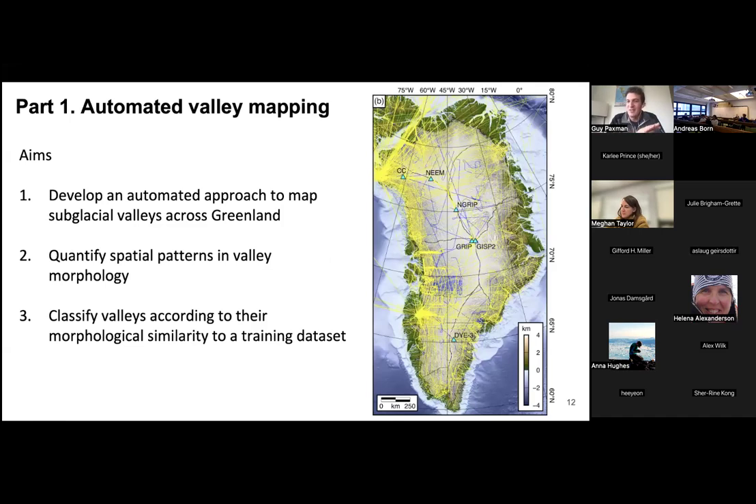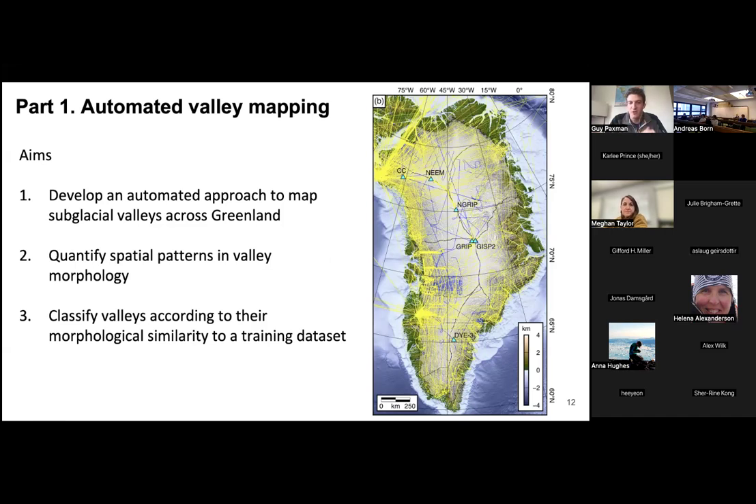So I want to split this into two and a bit parts, essentially. The first part I'm going to talk you through is an approach we developed to try and automatically map some particular features across the Greenland ice sheet bed, namely subglacial valleys, the valleys you see underneath the ice sheet. And then I'll move on to thinking about what we can learn from that about maybe processes of landscape evolution and ice sheet history later in the talk.